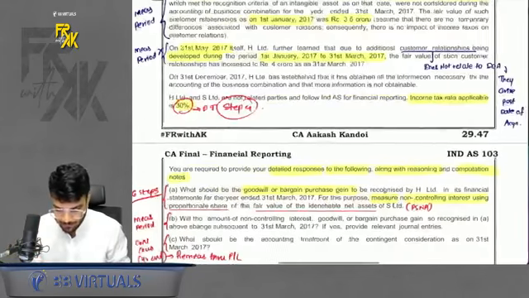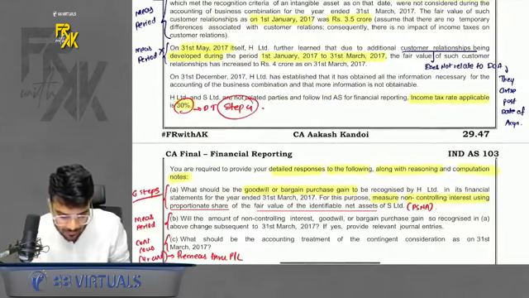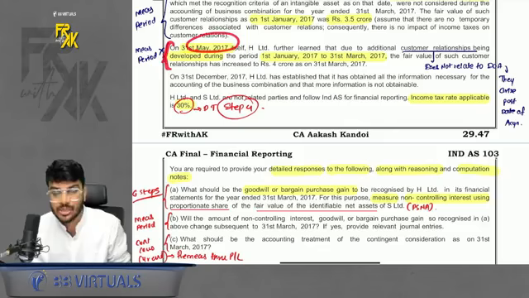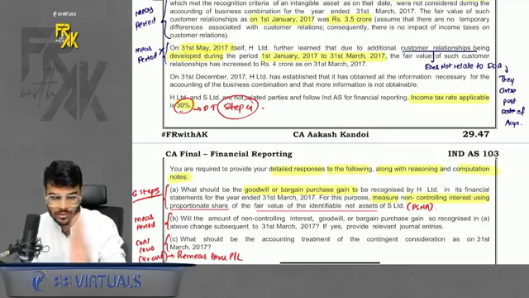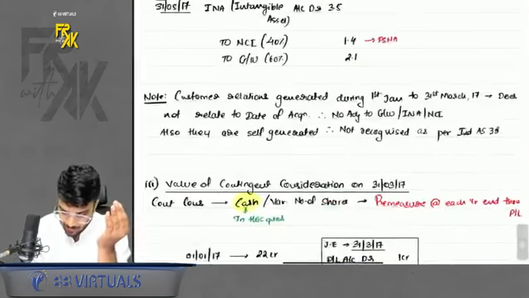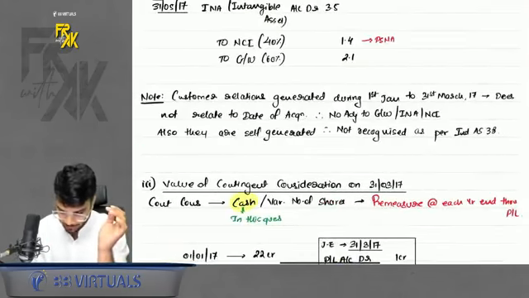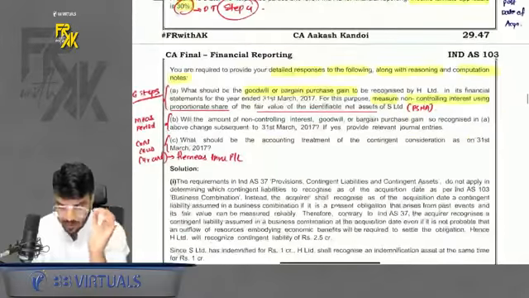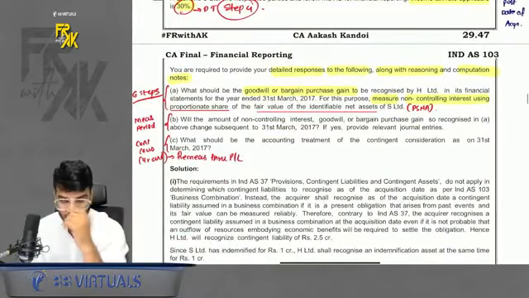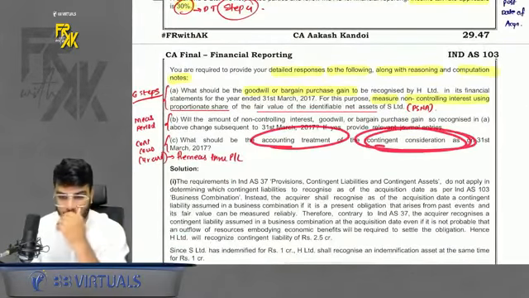Apart from this, there are also certain customer relations given. But this customer relation does not relate to date of acquisition. They are arising after it. So that will not be adjusted against goodwill that I have mentioned here. Apart from this, there is a third part of the question also. It is saying, what will be the accounting treatment of contingent consideration?